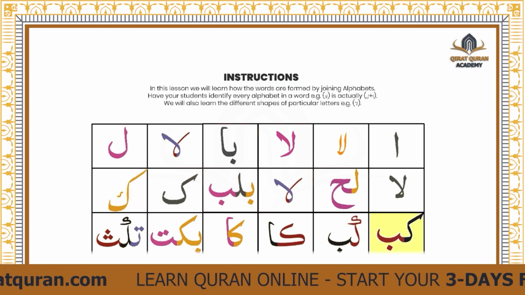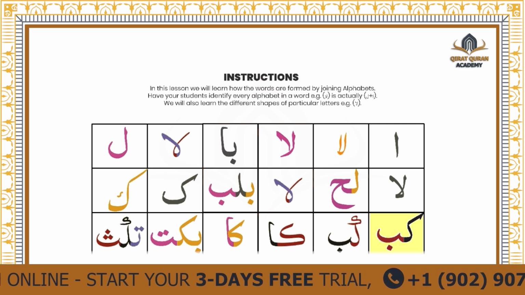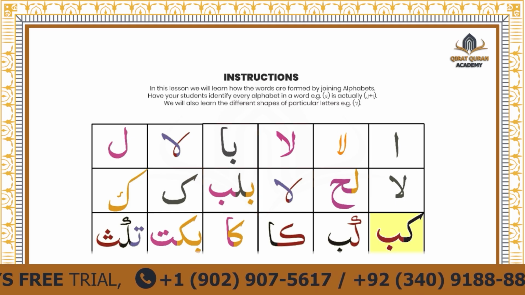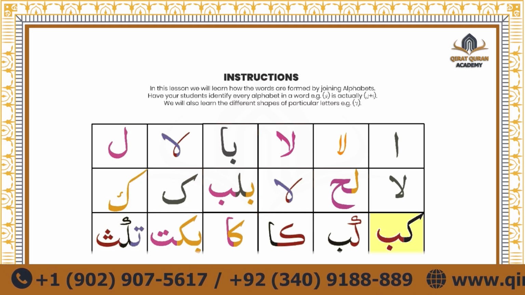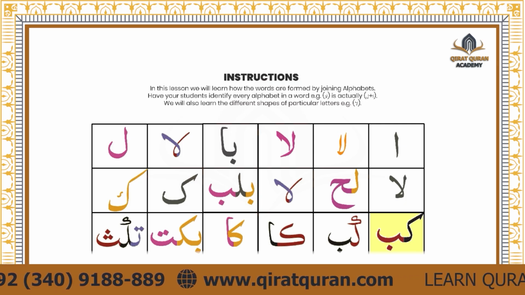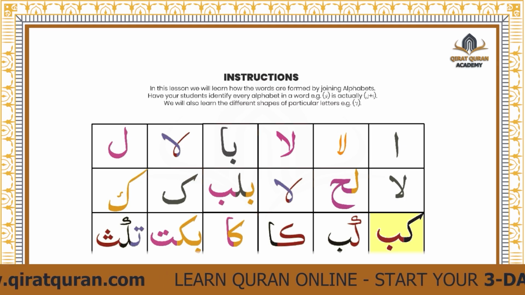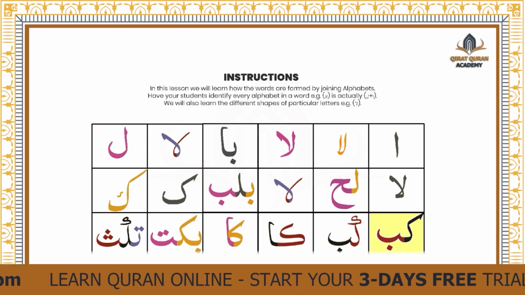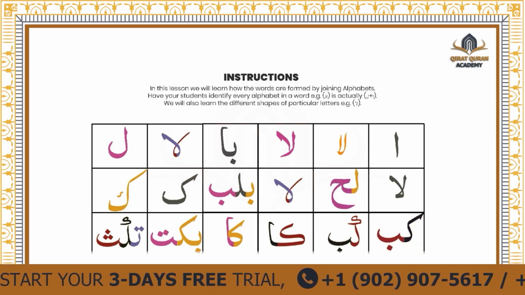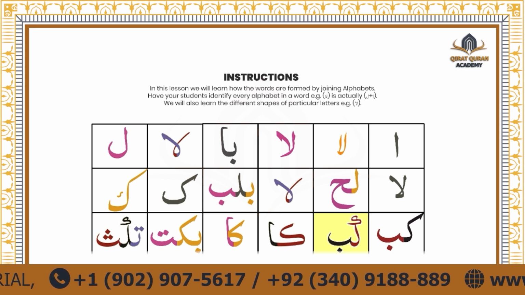Then these two letters are, first one is the black one, kaf, and the second one is ba. The first one is kaf because of this line we recognize that this is kaf, and then this one dot at the bottom tells us that this is ba. The next one is also kaf, ba.